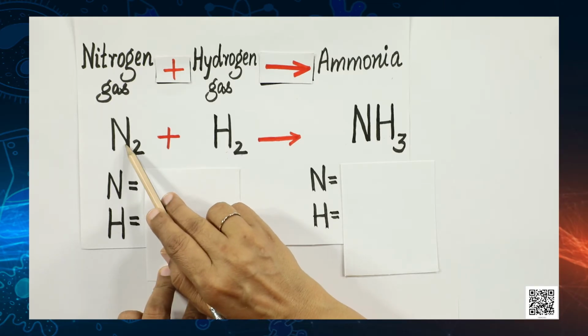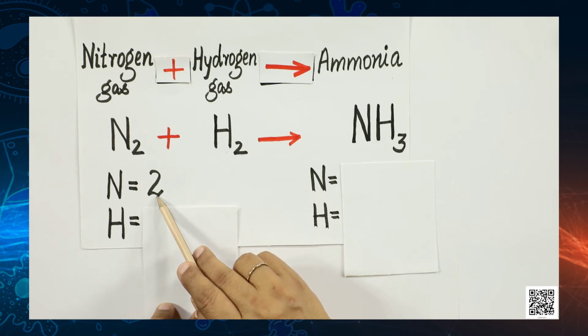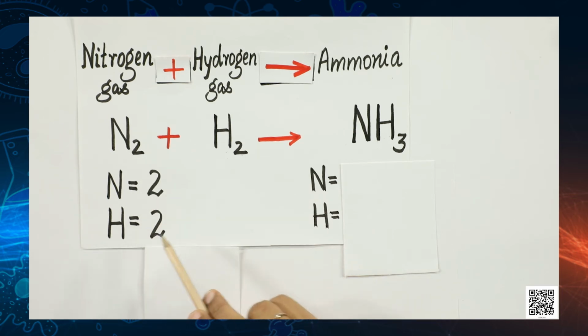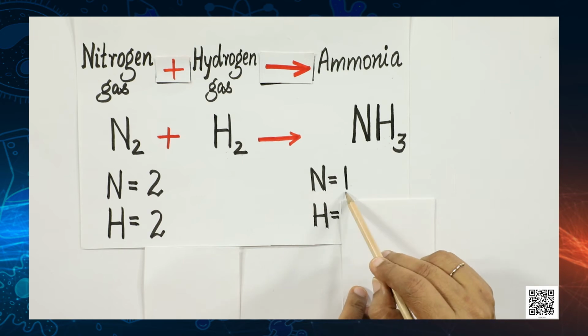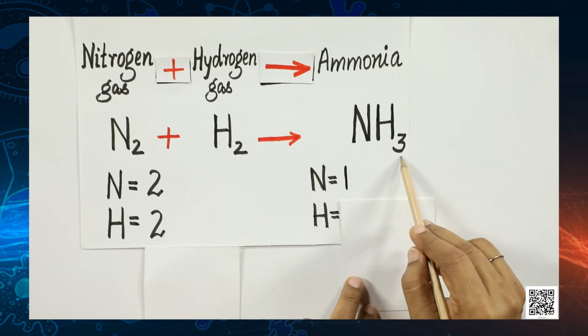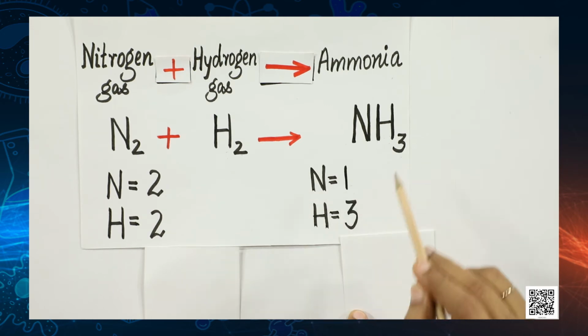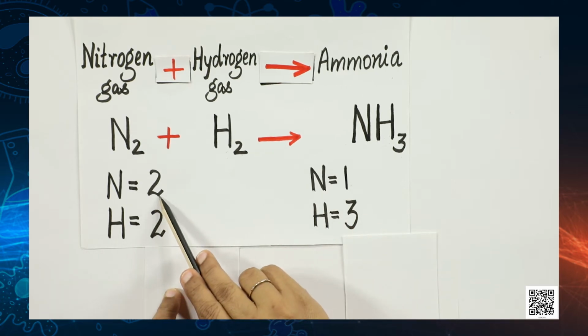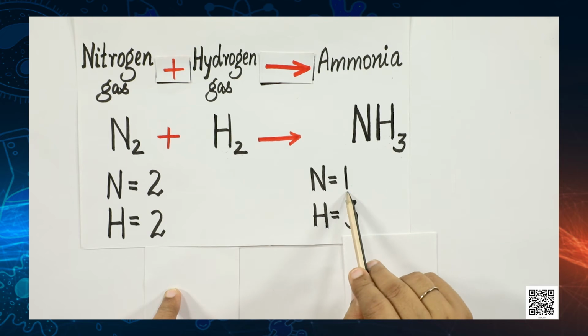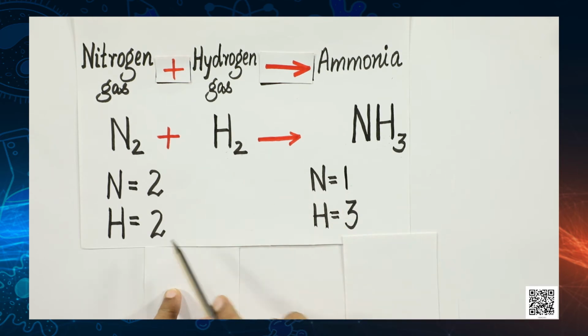So, here we have 2 atoms of nitrogen and 2 atoms of hydrogen, and on the right hand side we have 1 atom of nitrogen. So, we write 1 and 3 atoms of hydrogen. So, we write 3. Well, but as you can clearly see, nitrogen on both the sides is not balanced, neither is hydrogen. So, to balance nitrogen, what can we do?